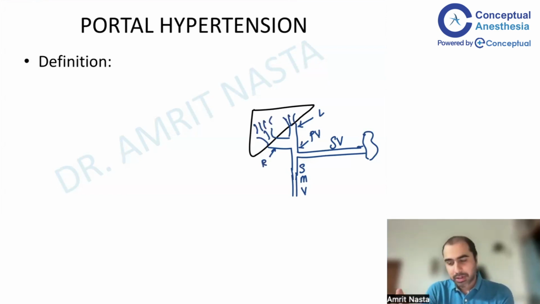The balance 30% of blood comes from the hepatic artery. So the liver also obviously has a hepatic artery, which also goes into left and right branches, but it supplies 30% of the blood.